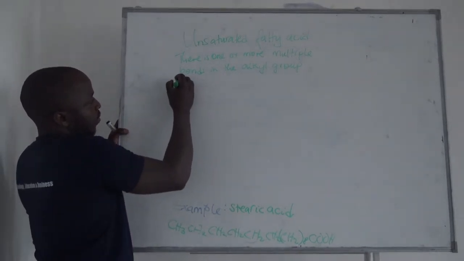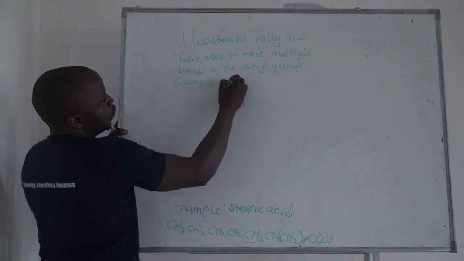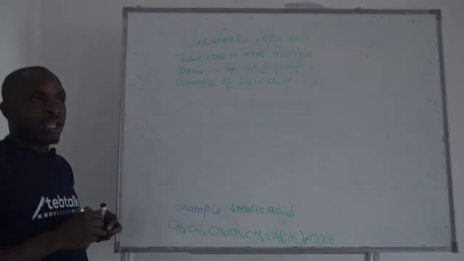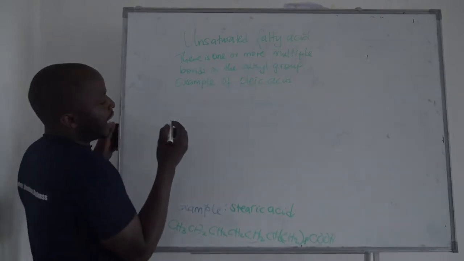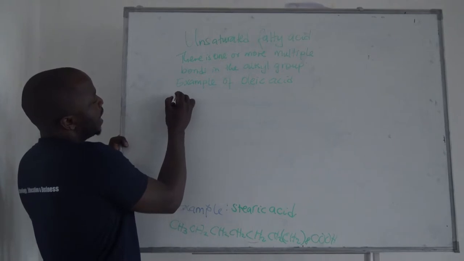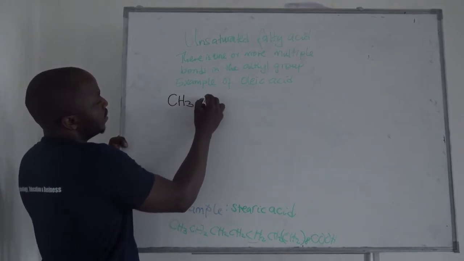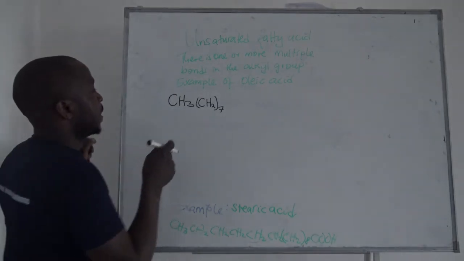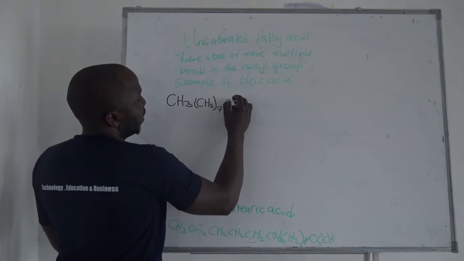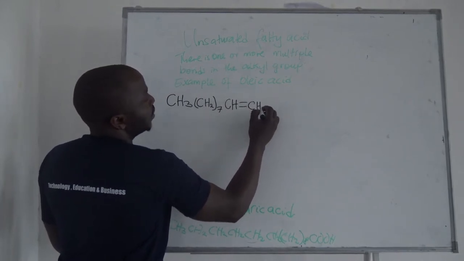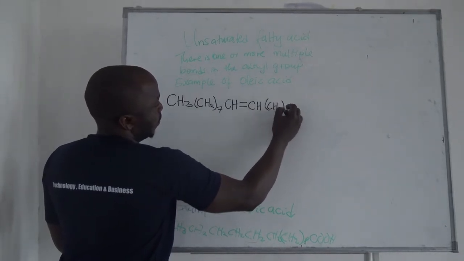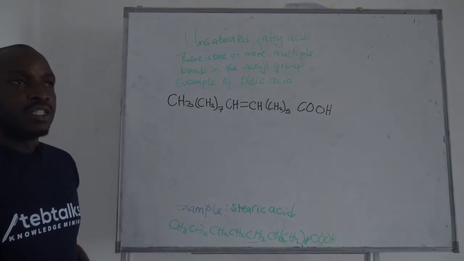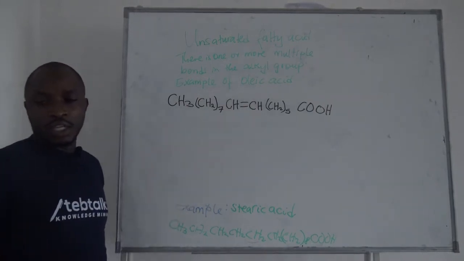What do we mean? We can take an example of oleic acid, let's say. These specifics, we can pick them. So oleic acid will be like this: CH3, CH2, let's say 7 of them. Then CH double bond CH, then CH2, let's say 5 of them, then COOH. Our main interest is in this region here.